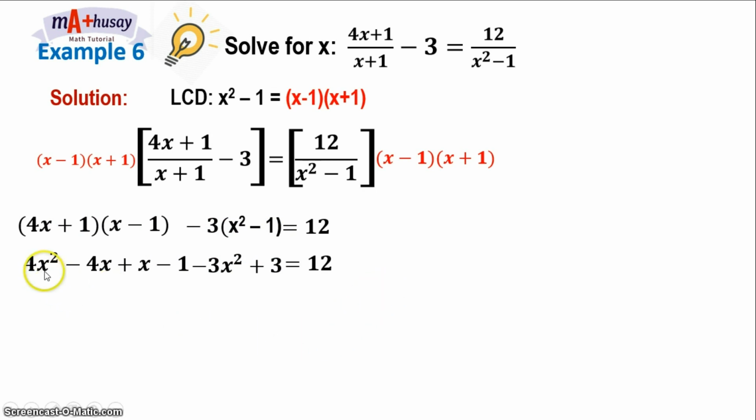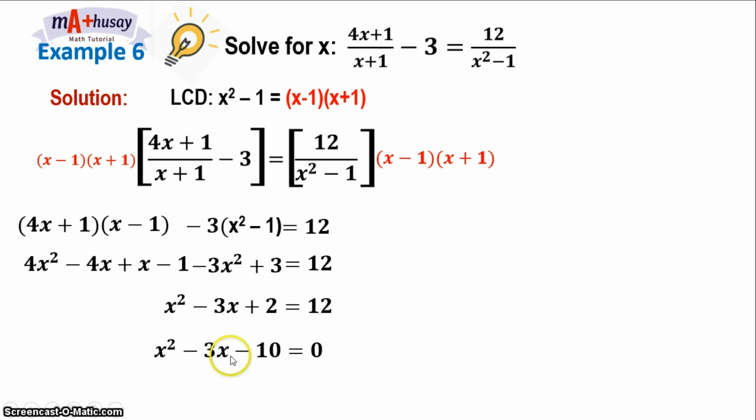So, ang 4x squared, negative 3x squared, pwedeng i-combine. Ang negative 4x rather, at positive x ay pwedeng i-combine. At ang numerical coefficient, o yung constant term rather, na negative 1 at positive 3 at 12 ay pwede ding i-combine. So, we have x squared minus 3x plus 2 equals 12. So, again, simplifying this equation, we have x squared minus 3x minus 10 equals 0.